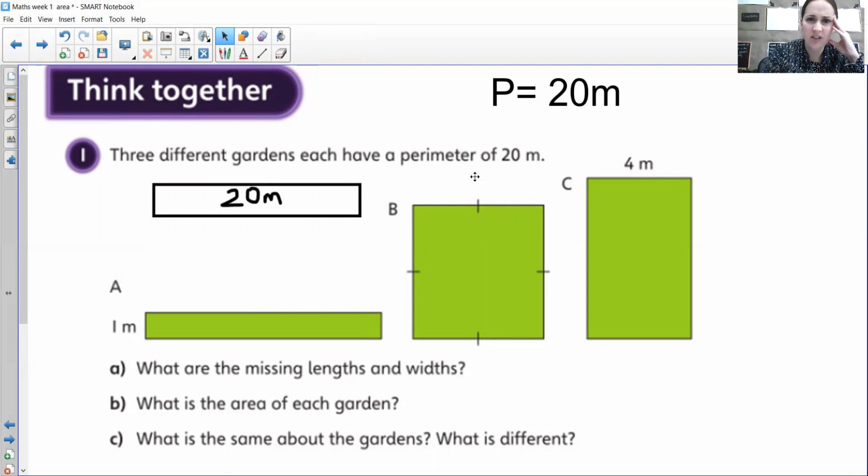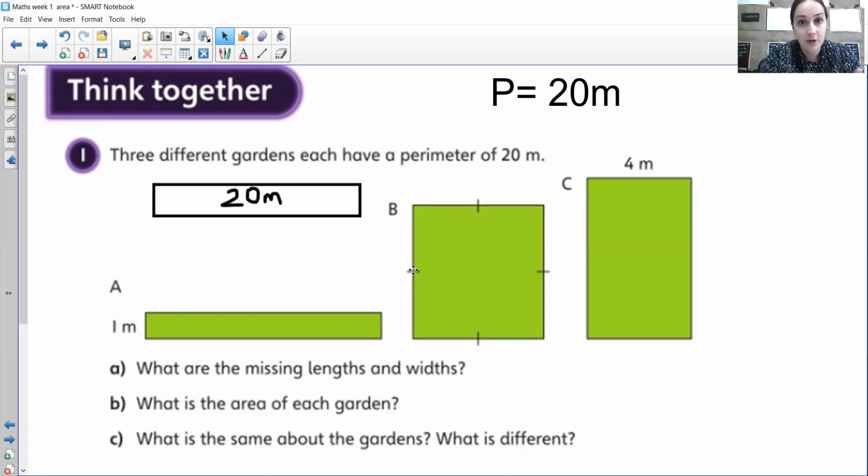Well, B has got these strange lines on it. What do these 4 lines mean here? Well, those 4 lines mean that this length is equal to this length, which is equal to this length and equal to this length. So any lines that have any lengths have got these lines on them, it means that they're the same. So this tells me that all 4 sides are the same, which tells me that this is a square.